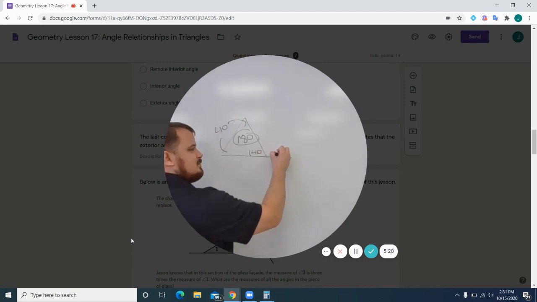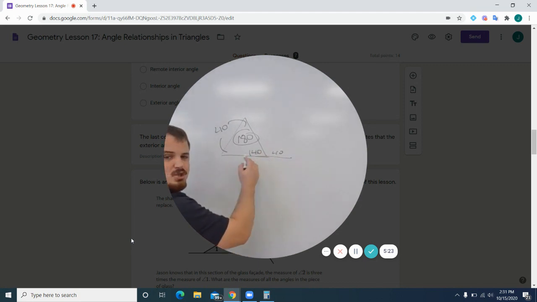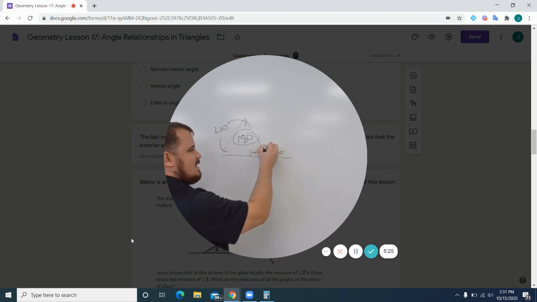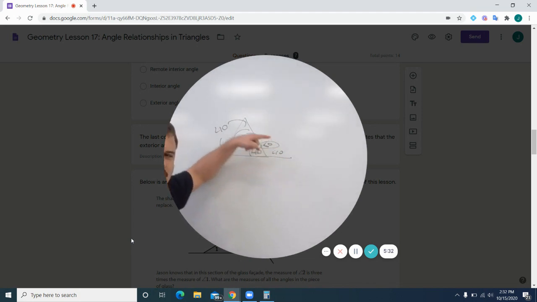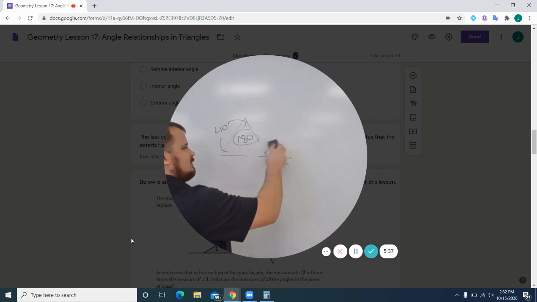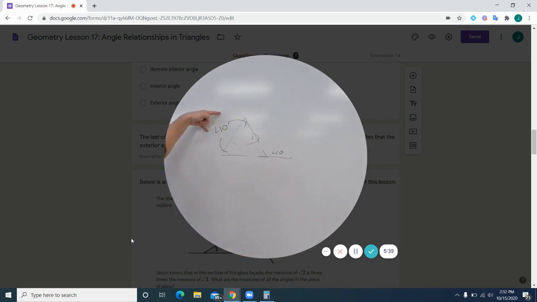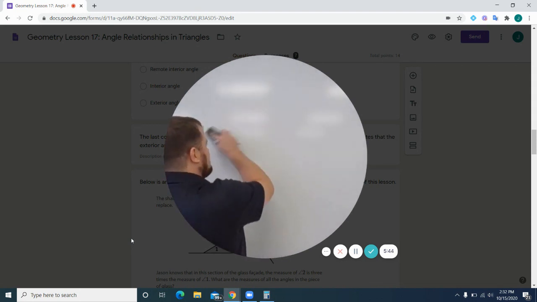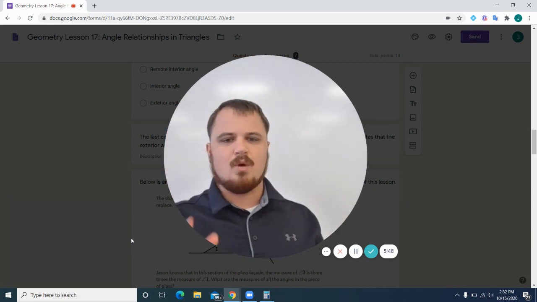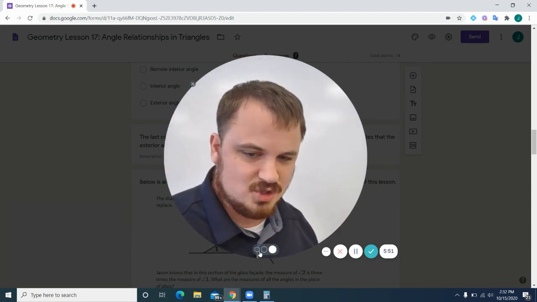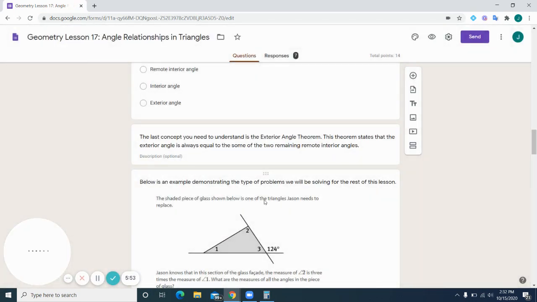But then this would also have to be 40. Why? Because this is a straight line, so both of these angles have to make 180. Because the exterior angle and the interior have to make 180, and the exterior and the two remotes have to make 180, that means if we ignore the interior right here, the two remotes always add up to make the exterior, always. So we're going to do a series of questions where we use that concept to set up what will equal what, and that will allow us to solve for x. That's what we're going to be doing here.